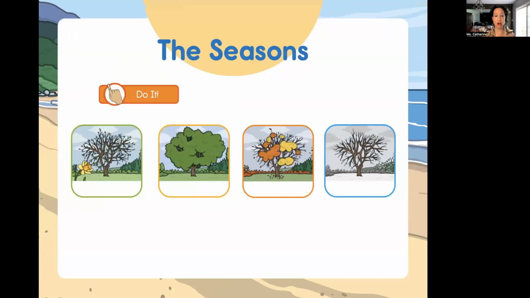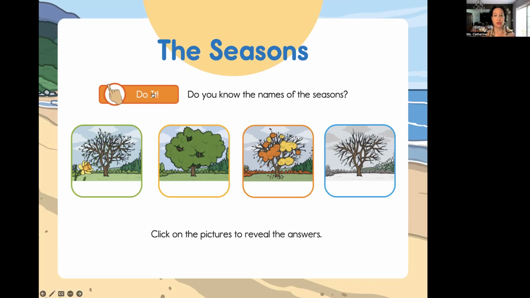Okay, so here are the seasons. How many seasons do we have in 1 year? How many? 4. That's right. We will see 4 seasons. So do you know the names of the seasons? We're going to touch or click on the pictures to reveal the answers. Reveal is a vocabulary word, right? What does reveal mean? It means show.